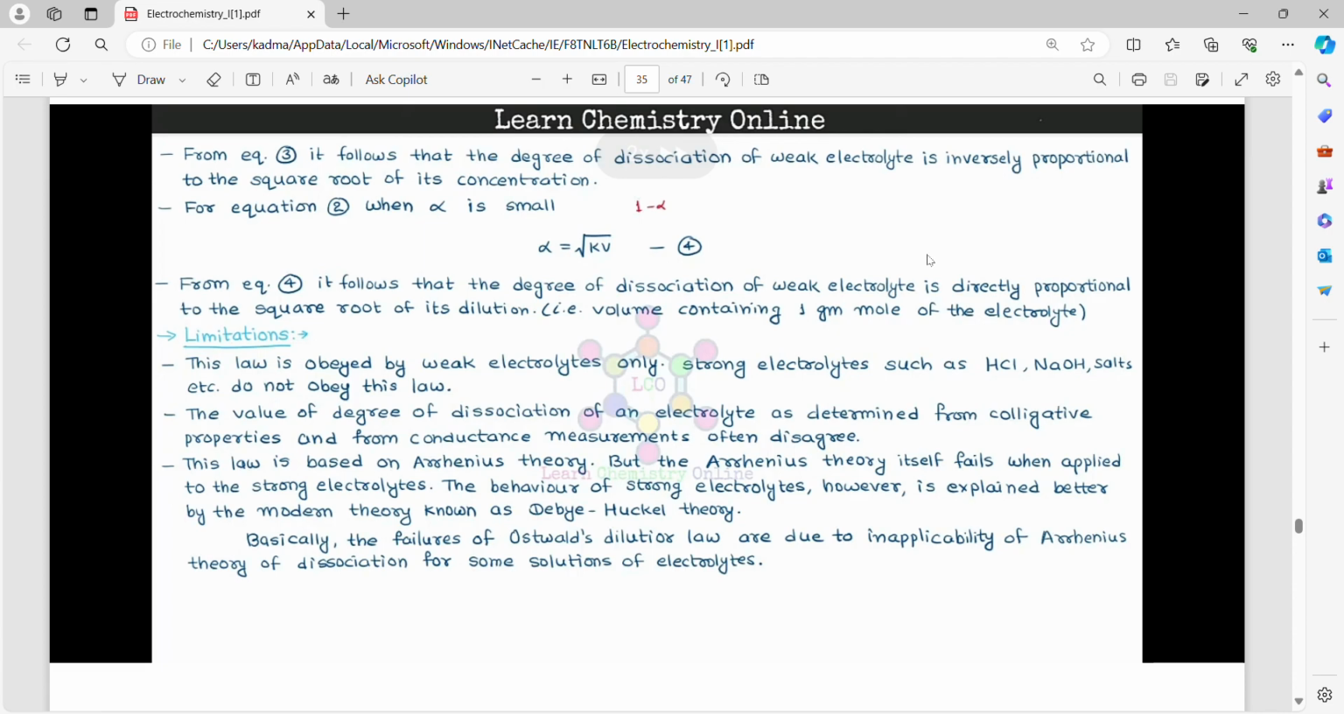Limitation. This law is obeyed by weak electrolytes only. Strong electrolytes such as HCl and NaOH, salts, etc. do not obey this law. The values of the degree of dissociation of an electrolyte determined from colligative properties and from conductance measurements often disagree. This law is based on Arrhenius theory, but the Arrhenius theory itself fails when applied to strong electrolytes. Basically, the failures of Ostwald dilution law are due to the incapability of Arrhenius theory of dissociation for solutions of electrolytes.